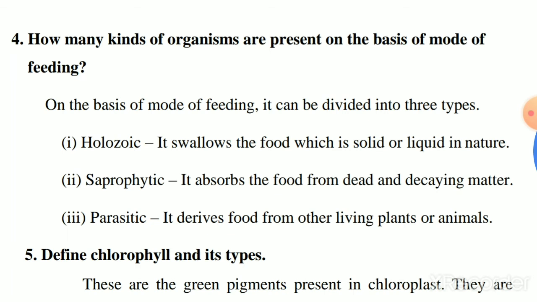And how many kinds of organisms are present on the basis of mode of feeding? So holozoic, it swallows the food. Saprophytic, it absorbs the food from dead decaying matter. Parasitic, it completely depends on others for its nutrition.